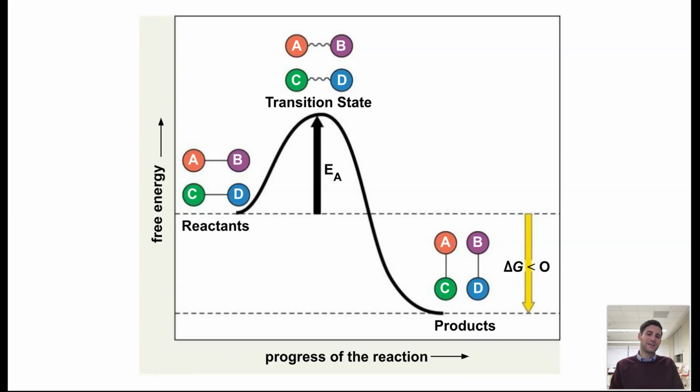As the atoms then settle into their new, more stable bonding arrangements, energy is released to the surroundings. This corresponds to the downhill part of the curve, which shows the loss of free energy by the molecules. The products that form are A bonded to C and B bonded to D.